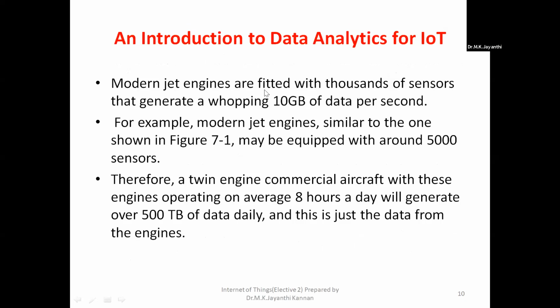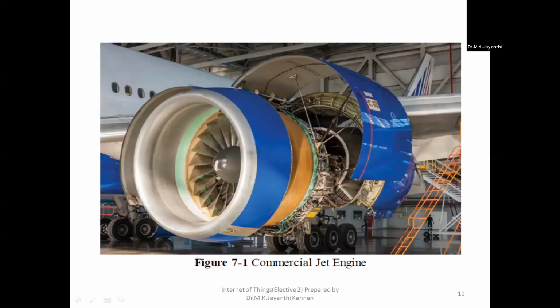Based on the data, if any abnormality is found, we will make the decisions. Say, for example, modern jet engines are fitted with thousands of sensors that generate 10 GB of data per second. Per second itself, it produces more than 10 GB of data. A modern jet engine, similar to the one shown in the figure, is equipped with around 5,000 sensors. Therefore, a twin engine commercial aircraft with those engines operating on an average of 8 hours per day will generate more than 500 TB of data daily. So we need to process all that data, come out with the information, and use it for the decision making process.